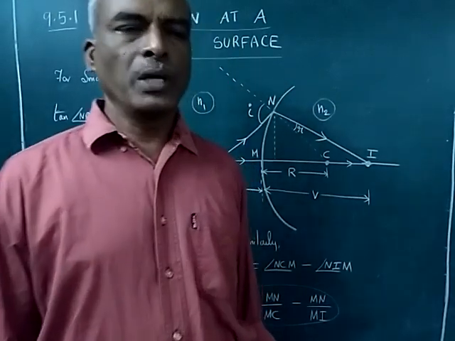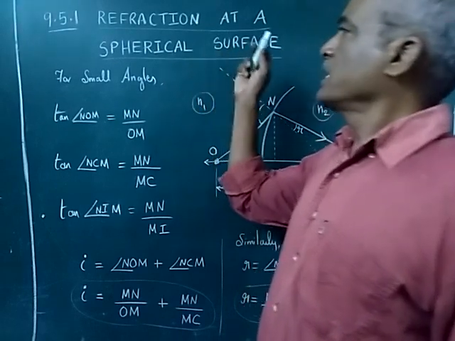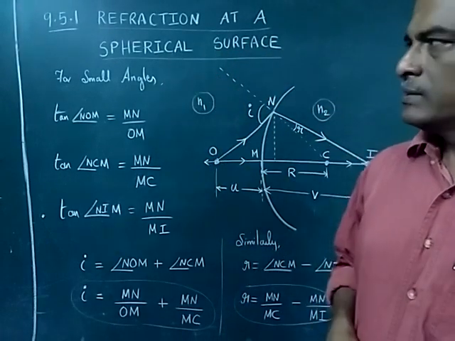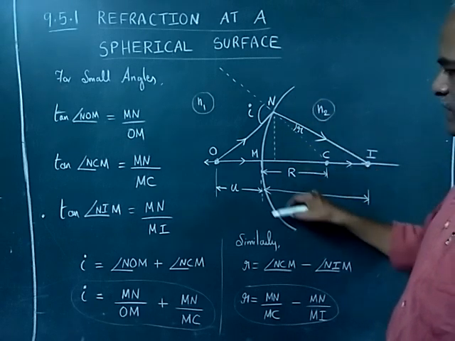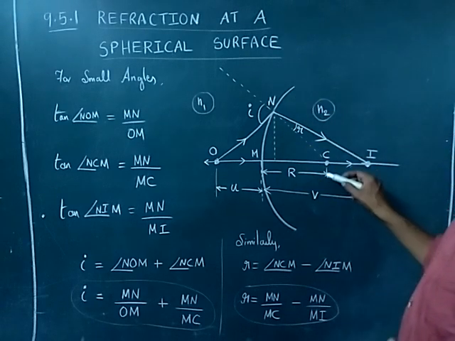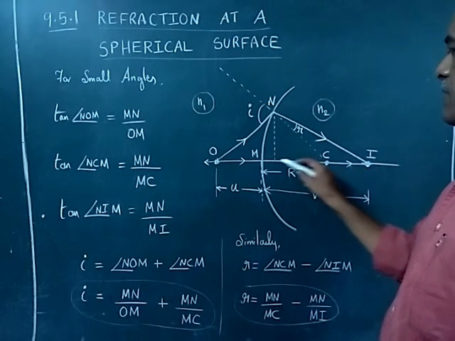First, today we are going to see about refraction at a spherical surface. Okay, so this is a spherical surface. This is the center of curvature, and this is the radius r.